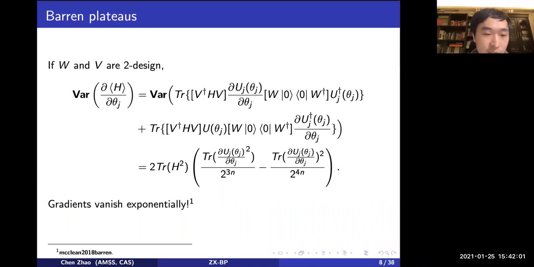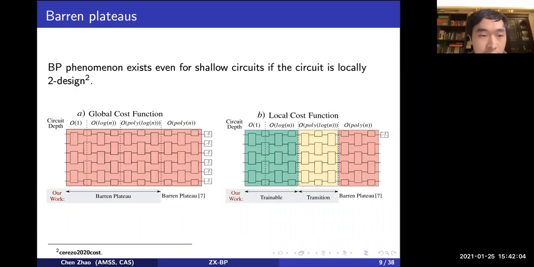This is the first result about the barren plateau. Later, there were results saying that if the parameterized quantum circuits are local 2-designs, then the barren plateau phenomenon also exists for even shallow circuits. But these results are under the assumption of T-design. If we analyze some concrete parameterized circuits, this assumption may fail, and then we cannot use this theorem.